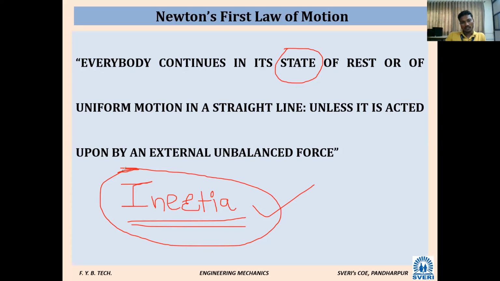An example you might have seen: suppose you are traveling in a bus and you are sitting in one of the seats. Once the driver applies sudden brakes, what will happen? You will go in the forward direction.